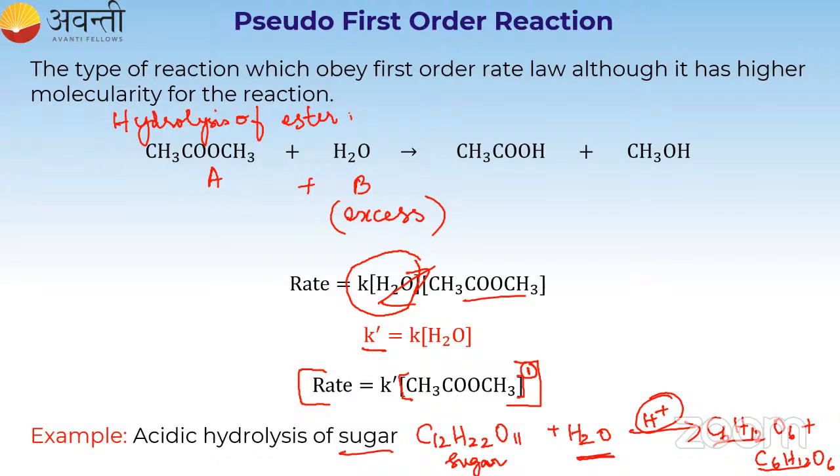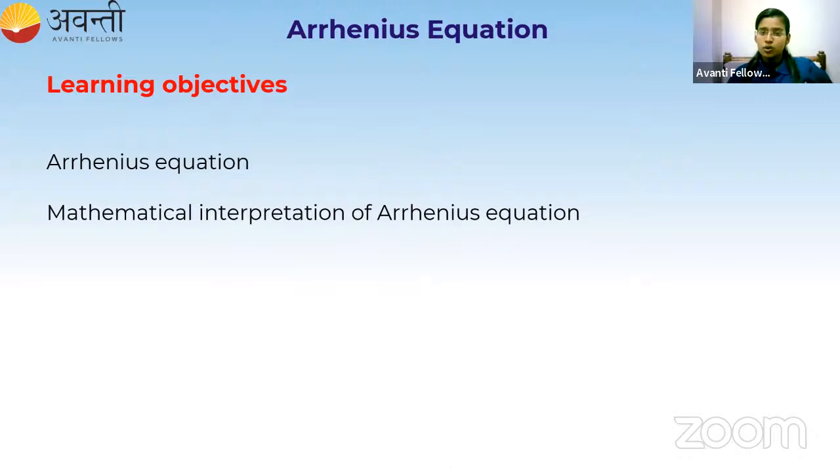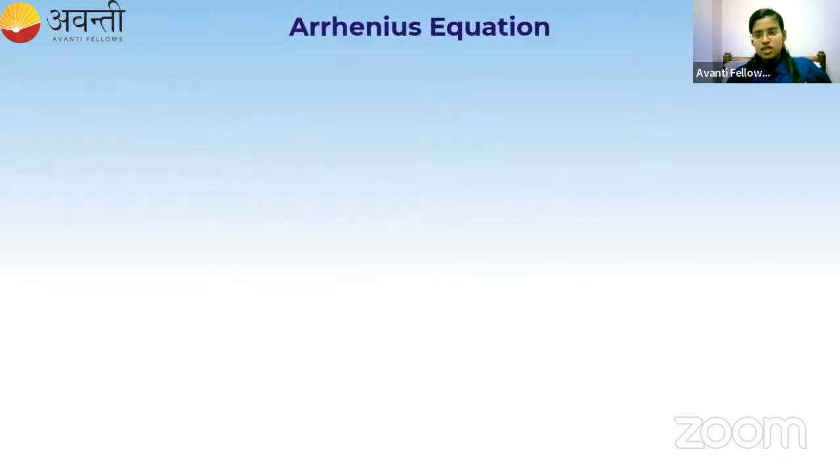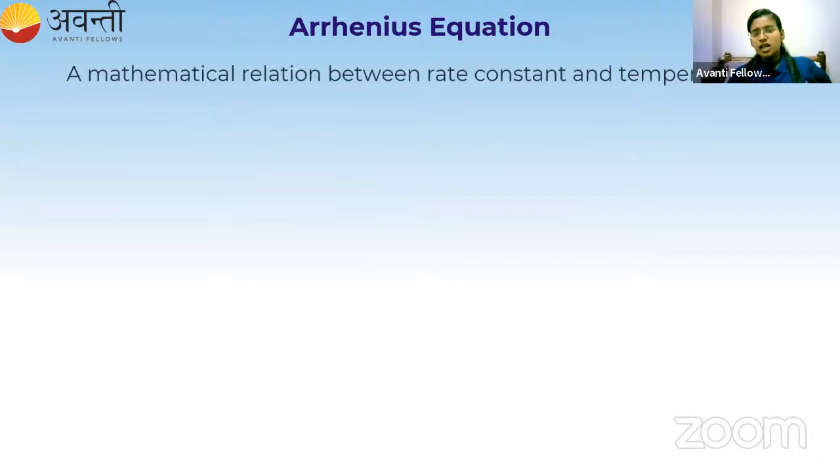So with this, we are wrapping up the integrated rate law topic, which is the third topic of this lesson. Now we can go on with the fourth topic, which is the Arrhenius equation. In this, we will learn what the Arrhenius equation is and the mathematical interpretation of the Arrhenius equation. So let's start with the equation. Arrhenius is the name of the scientist.